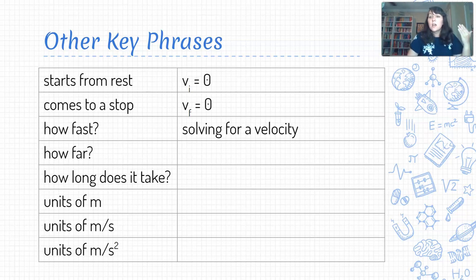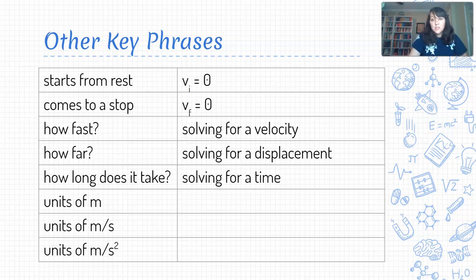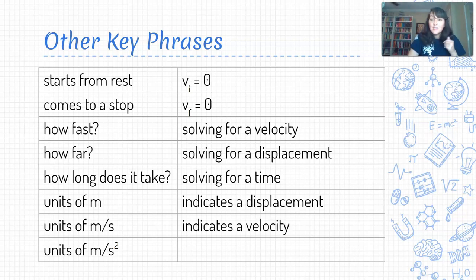If a question asks you to calculate how far, that corresponds to a displacement, all right, or a distance if we're just dealing with scalar quantities here. And if it's asking how long something takes, we're looking for a time. That's the thing that we are solving for. Now, if we get a measurement in units of meters, meters are a great unit for displacement. So displacement would be the variable that we're attaching to that particular measurement. If you see units of meters per second, that's a velocity. That's how fast something is moving. And lastly, units of meters per second squared, then you know that you are dealing with an acceleration.